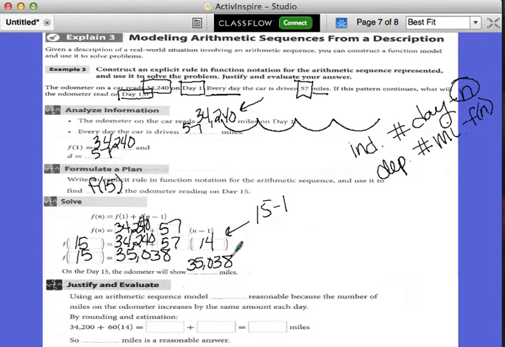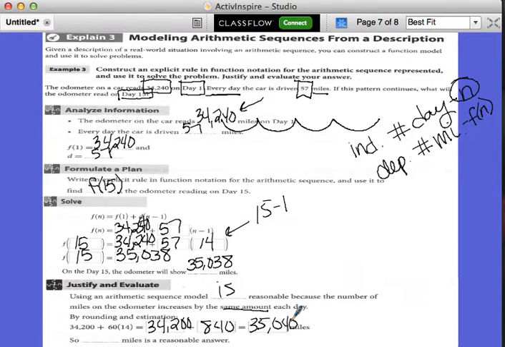Okay, and then now to justify and evaluate, we can use an arithmetic sequence model. And it is reasonable because the number of miles on the odometer increases by the same amount each day. Okay, so by rounding and estimation, if I take 34,200 plus 60 times 14, so I'm rounding these numbers, making them more compatible, I would get 34,200, because I'm rounding, plus 840. And I know that gives me 35,040 miles.